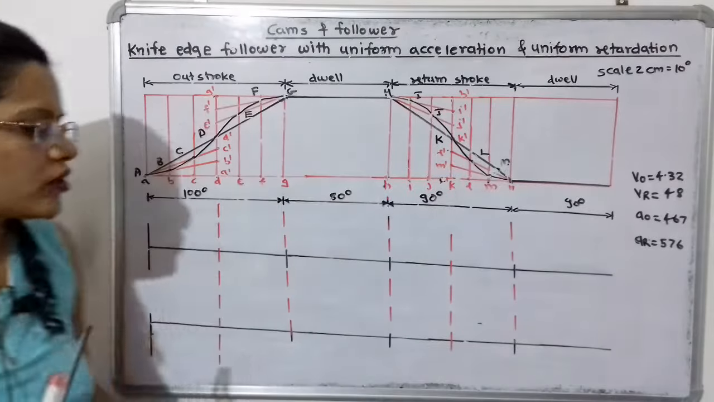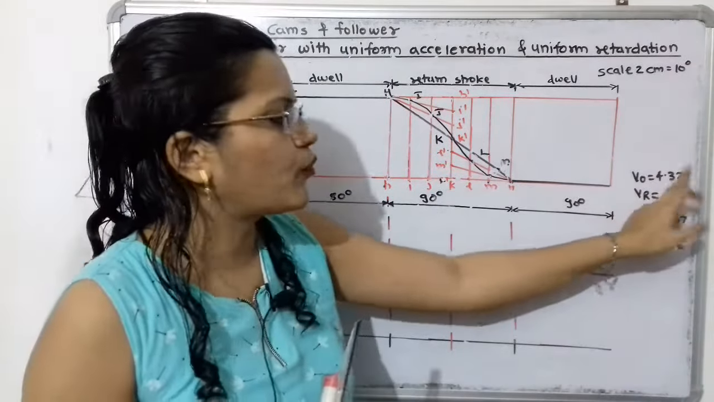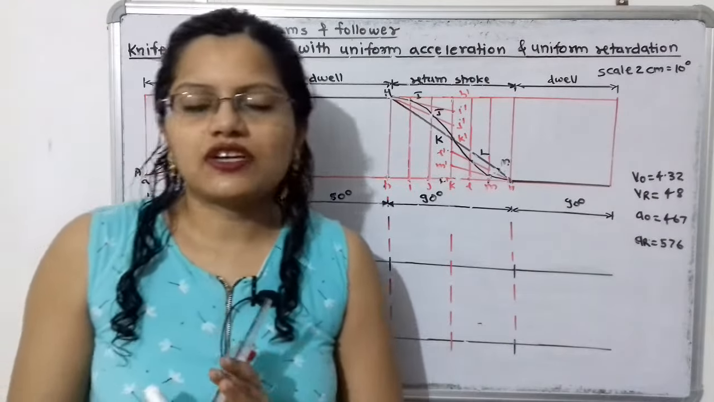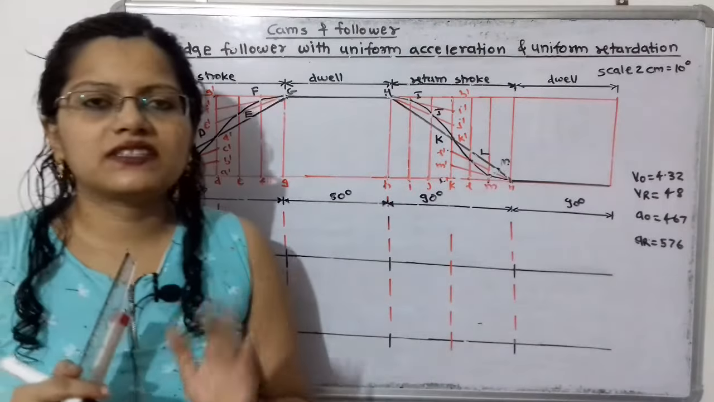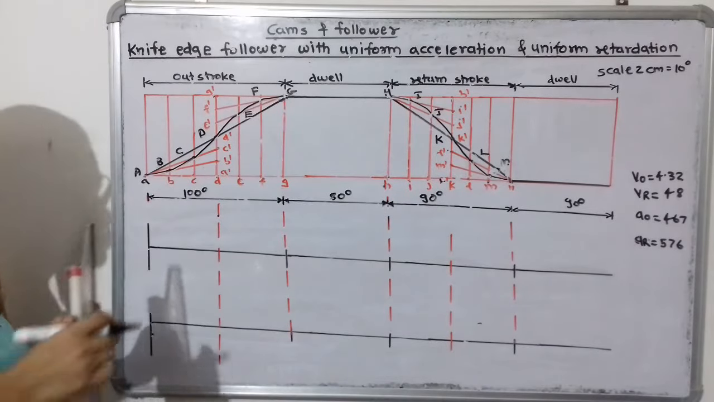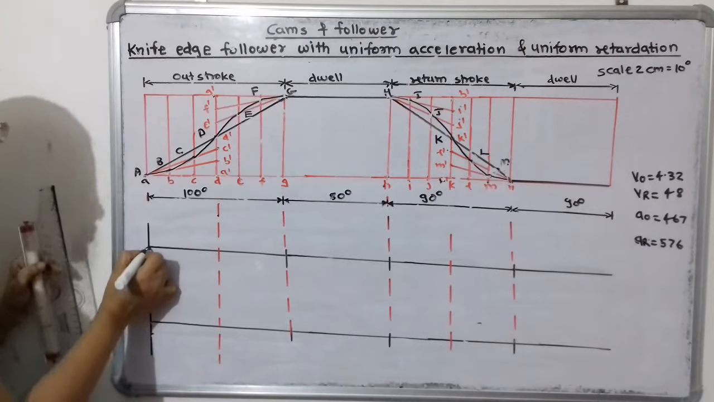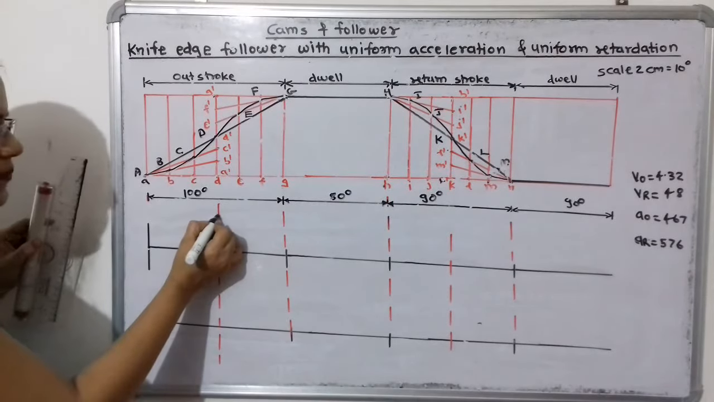Then how to draw the velocity diagram? For the outstroke it is given as 4.32 meter per second. So what is the structure of this velocity during the outstroke? The maximum velocity is achieved at this middle point. So we have to show that initially the velocity is 0. Starting from this 0, the maximum velocity is achieved at this middle point.